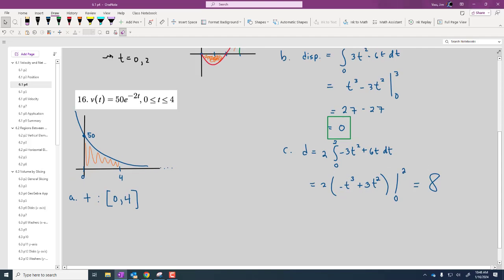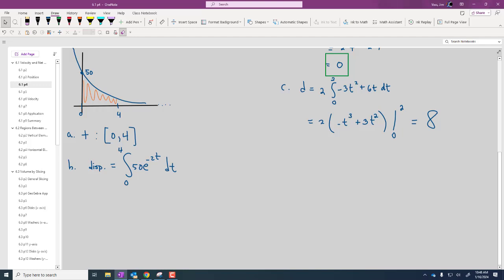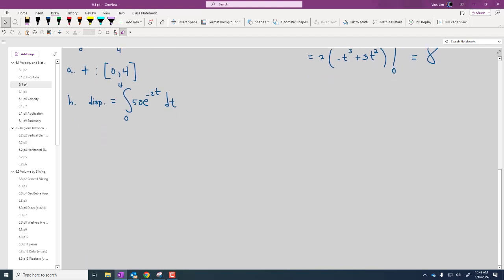And then part B was find the displacement. Oh, we get to integrate an exponential. So the displacement is the integral of our function. So 50 e to the minus 2t dt. And we're integrating on the closed interval 0 to 4. Okay.